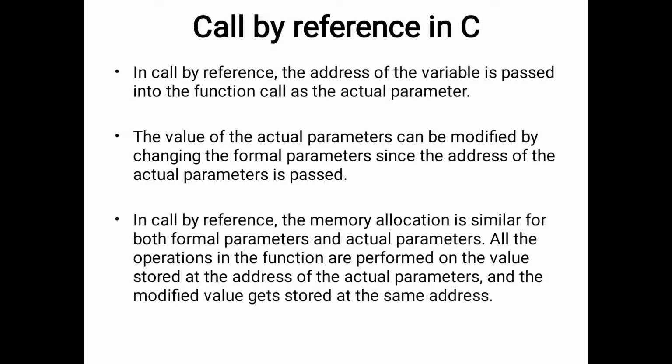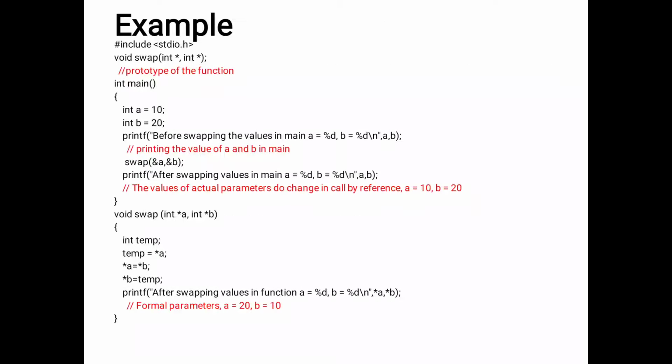Yes, the call by reference. Call by reference is nothing but you should copy the address. Address of the variable is passed into the function call as the actual parameter. This is an example regarding call by reference. So same thing, void swap(int star. Star means the pointer. Here you are using the pointer. This is the prototype of the function. Then here you are declaring the actual parameters, that is int a is equal to 10 and int b is equal to 20. Same thing as in the case of the previous one.